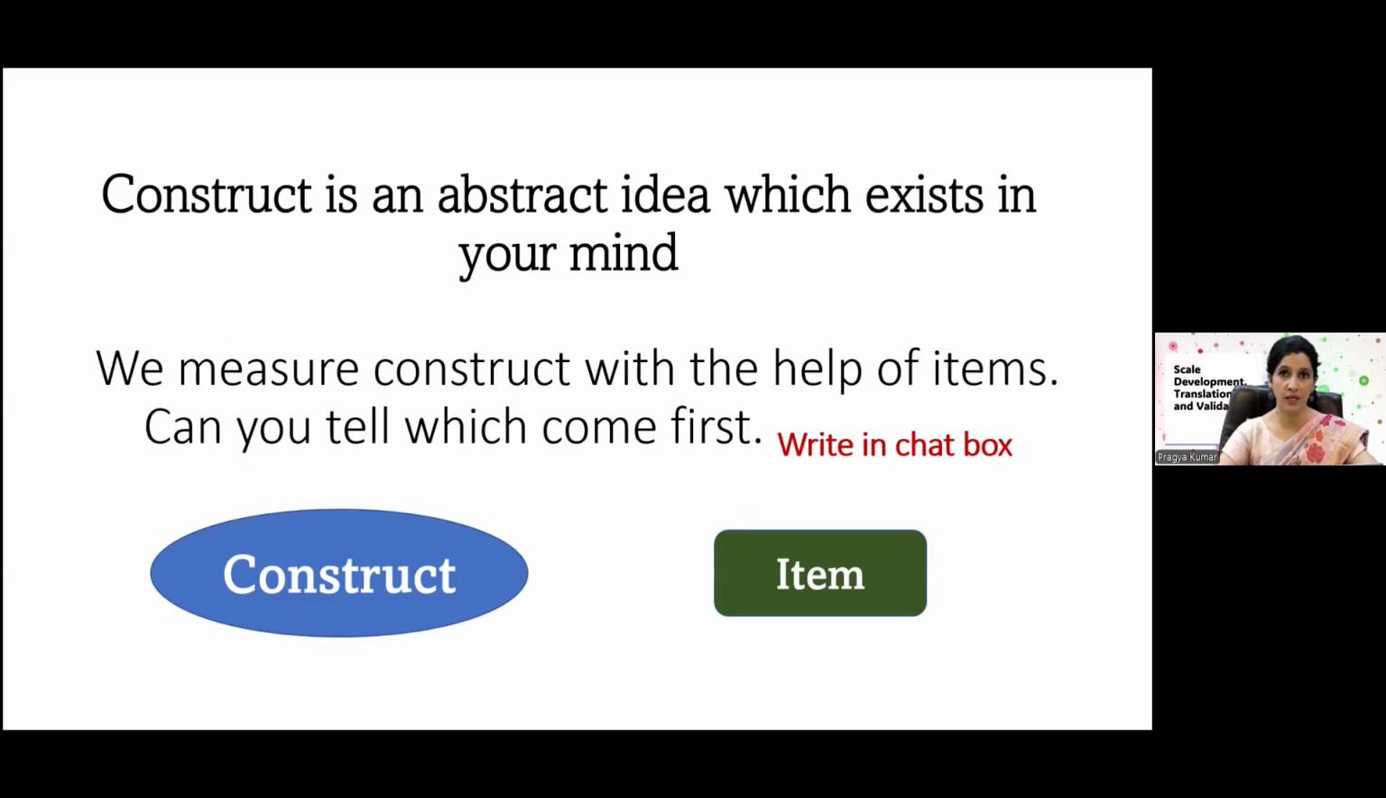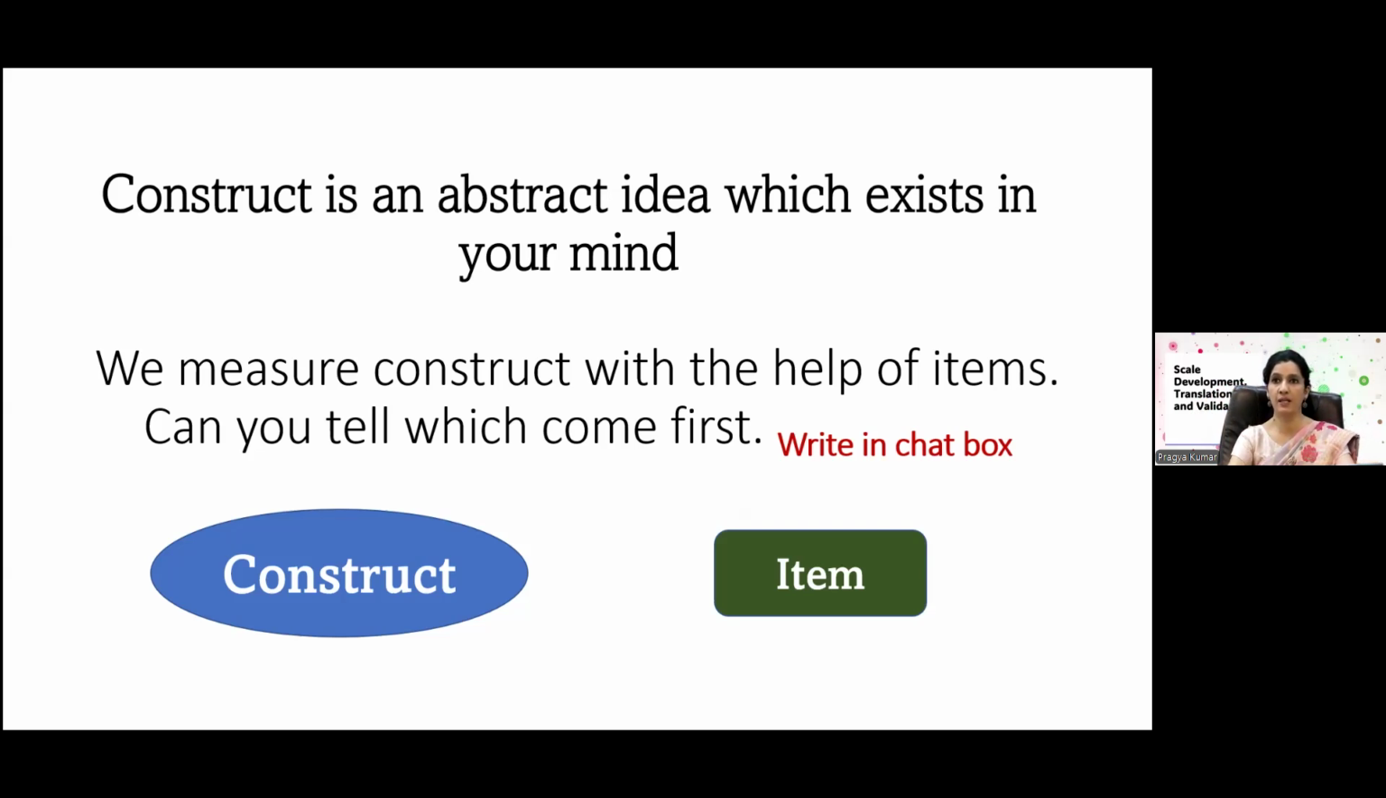So this construct, what is a construct? Construct is an abstract idea which exists in our mind, and we measure construct with the help of item. So which comes first? This is very important because the whole analysis of the reliability and validity studies depends on the understanding of this construct and item. So which comes first, construct or item?